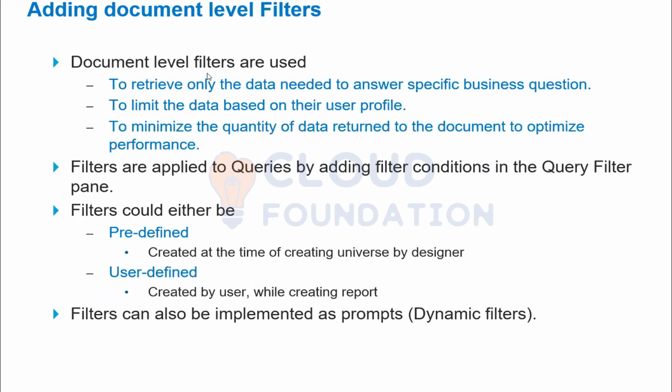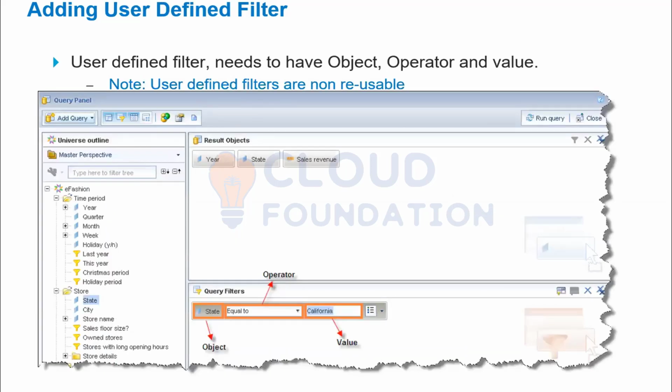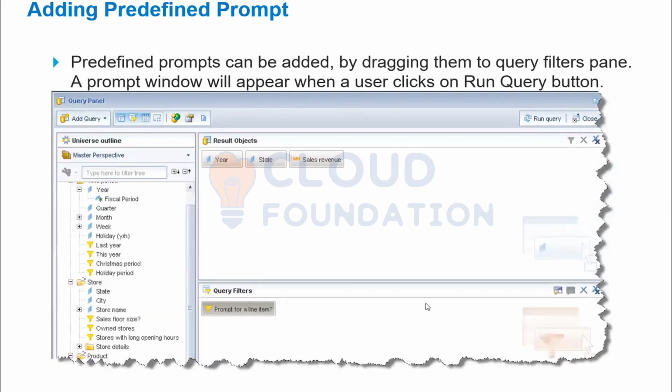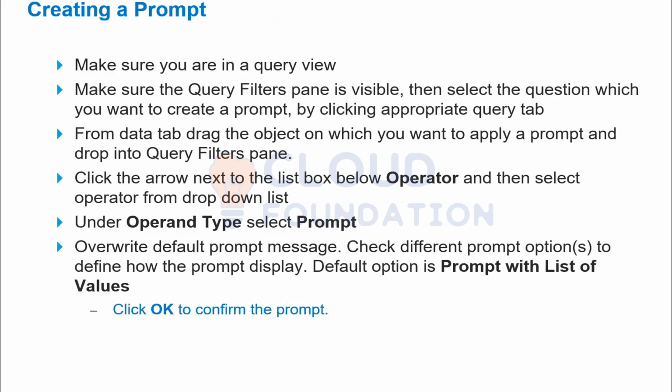How we can add document level filters and the types of document filters: predefined, which are defined at the universe level, and user defined, which are defined at the query level. If you see this yellow funnel, this is a predefined filter at the universe level. This is the user defined document filter. If we just enter something, it will be a static value. If we give the option to the user to enter whenever he is refreshing, that is called a prompt, and it is dynamic in nature.